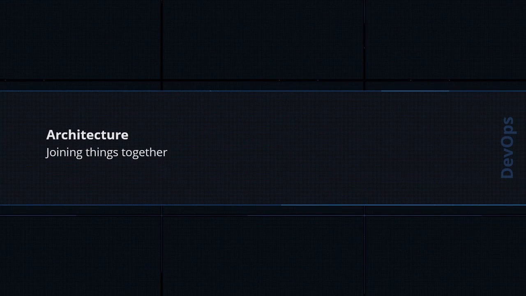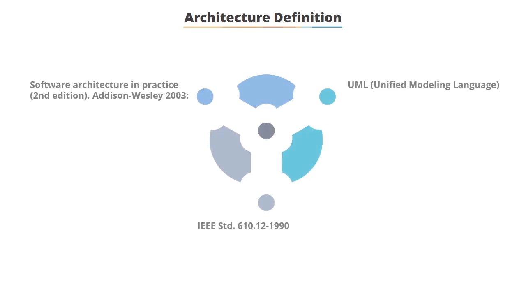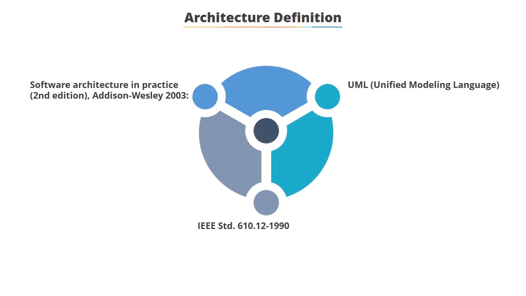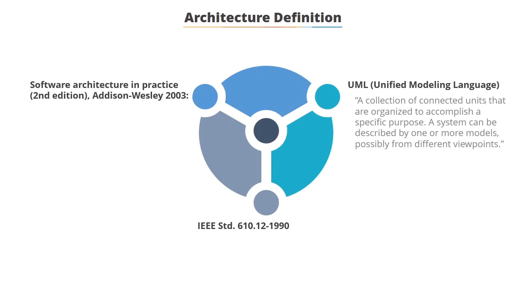So now we're going to talk about architecture, which is how things join together. How do systems communicate with each other? There are different definitions of architecture, defined by different organizations. In UML, the Unified Modeling Language, it's a collection of connected units which are organized to accomplish a specific purpose. And what you need is some kind of model which defines how these things interconnect.